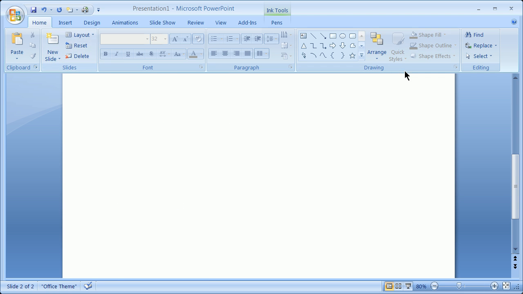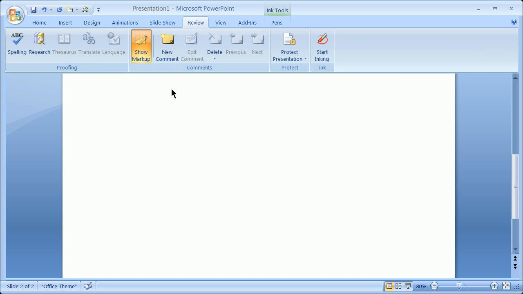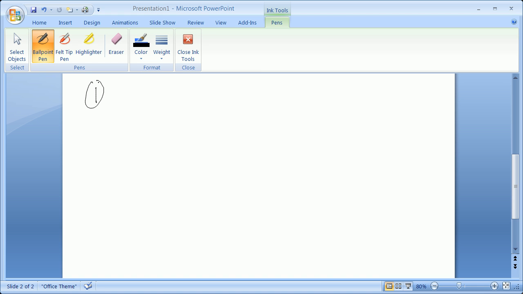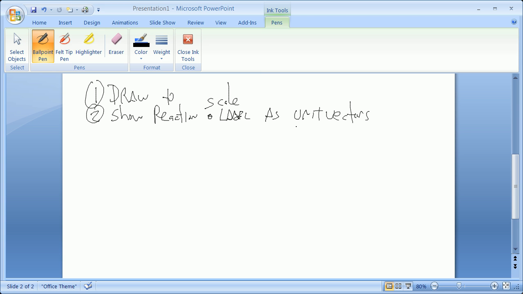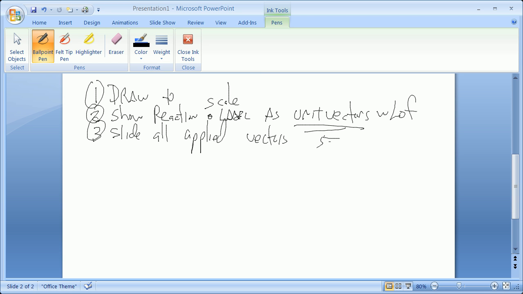So one, draw to scale. Two, show reactions and label as unit vectors with a line of force. Three, slide all applied vectors so their tails are hanging from the point of application.